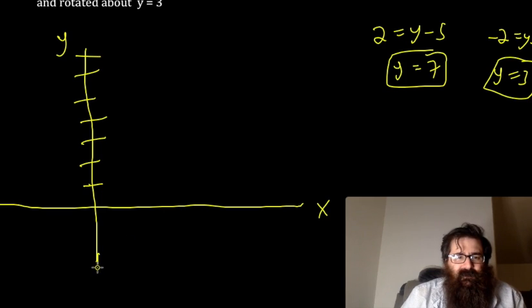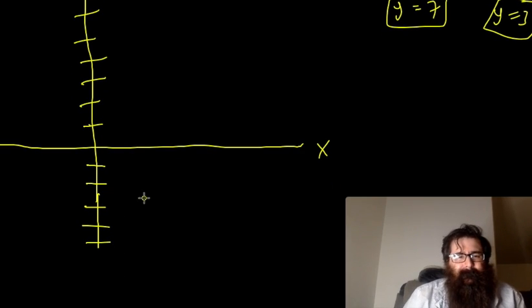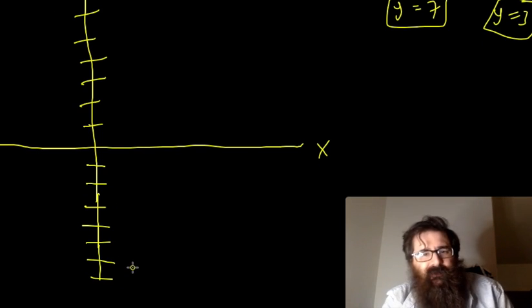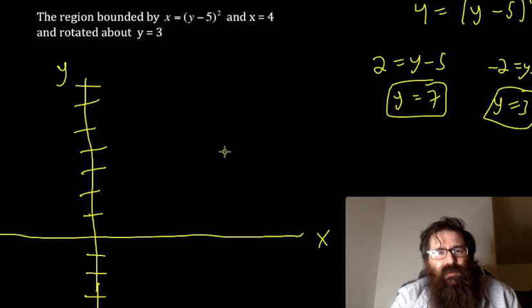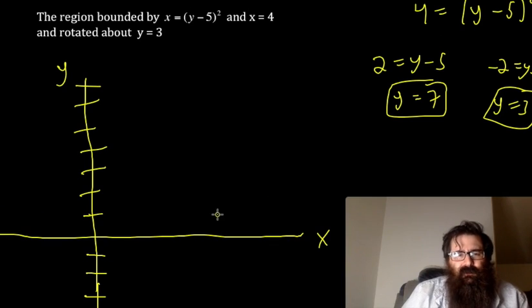I don't usually do a scale, but when I do, I like to do it in Calc 2. 1, 2, 3, 4, 5. That's probably good. 6, 7. Might not need all of it, but better to have it and not need it than need it and not have it. And so we have also the line at x equals 4. So 1, 2, 3, 4 in the x direction, there's my line x equals 4.